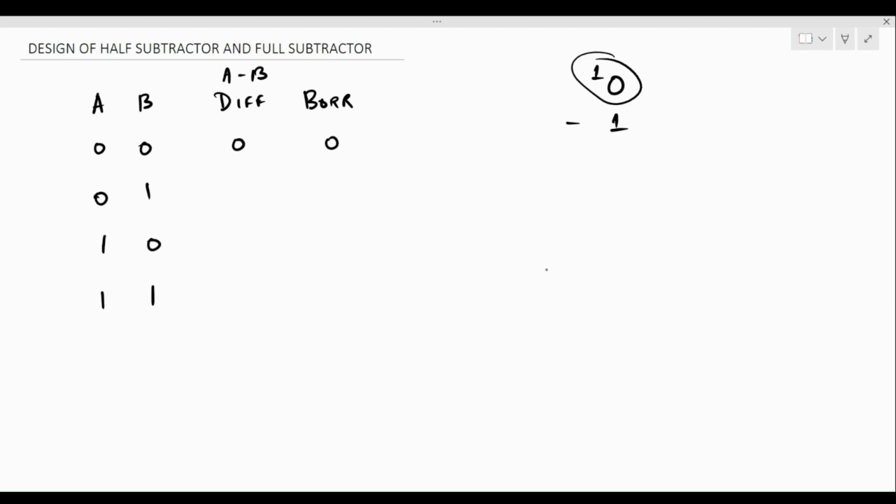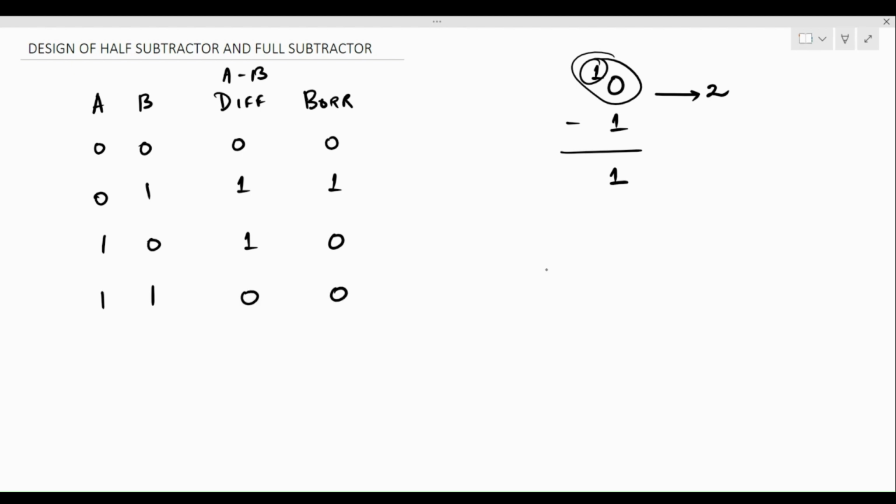1 0 in binary is nothing but 2 in the decimal number system. So 1 0 minus 1 is basically 2 minus 1. So the result of this is going to be 1. This is binary subtraction. So already we have 1 in the borrow, and after we include the borrow and subtract, we get 1 in the difference. So this becomes 1 1. Next we have 1 minus 0, which is 1, no borrow. 1 minus 1 is 0 and no borrow.